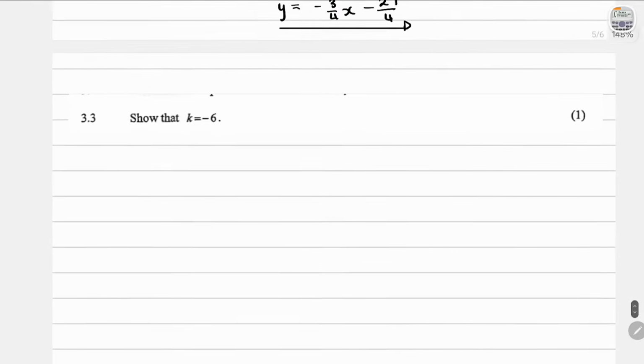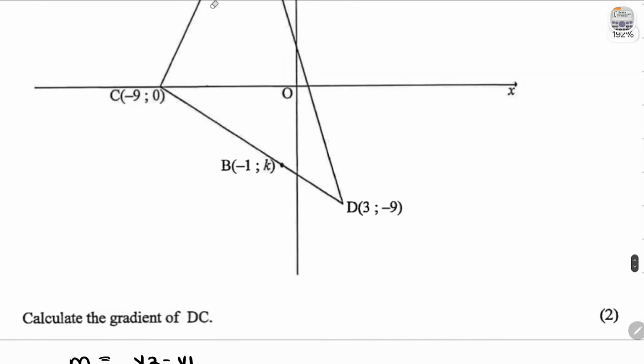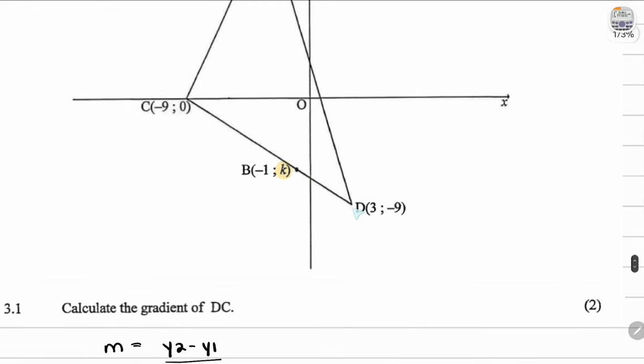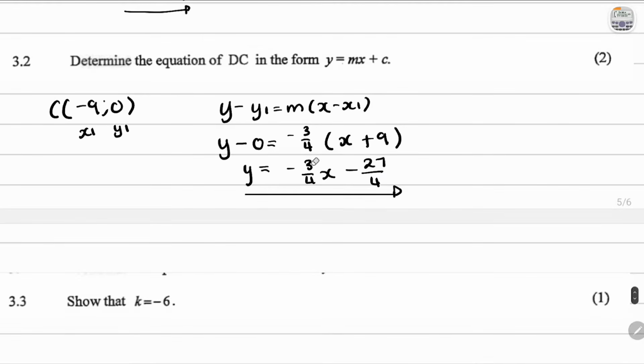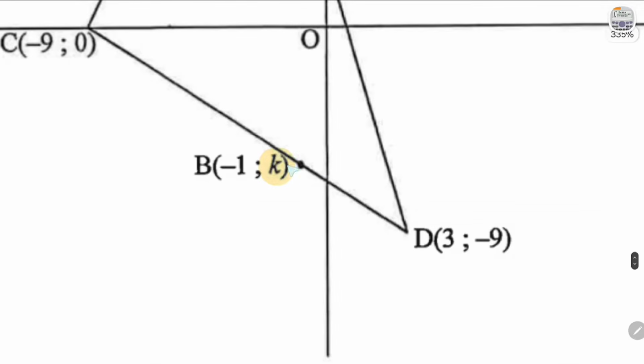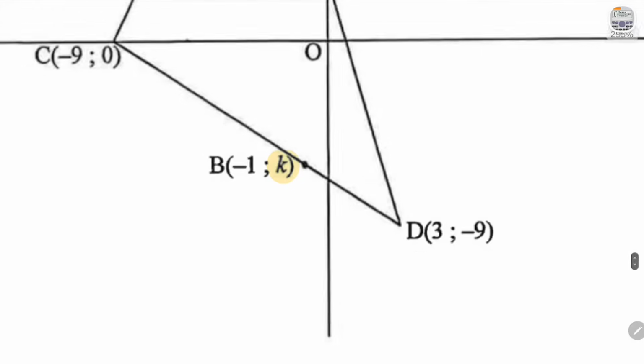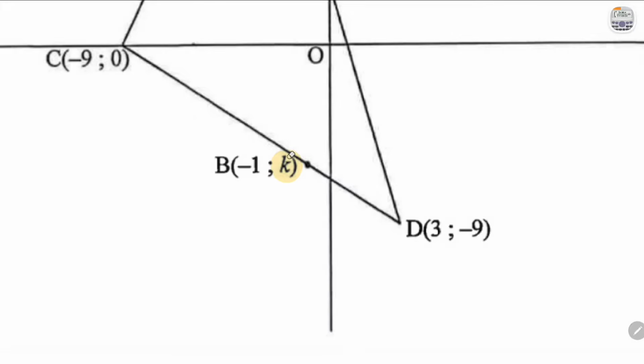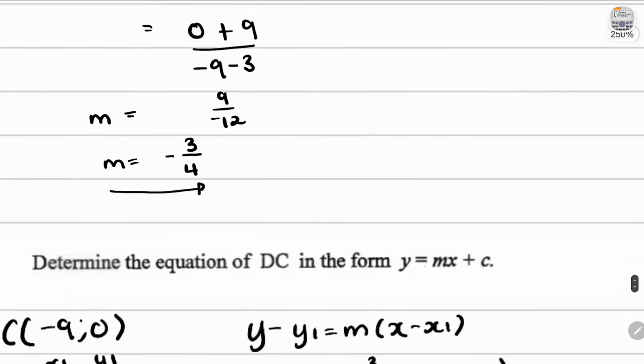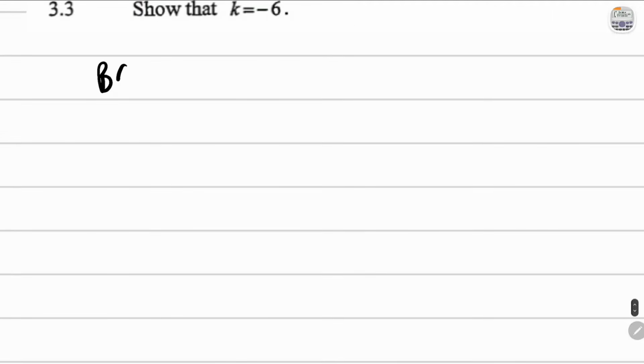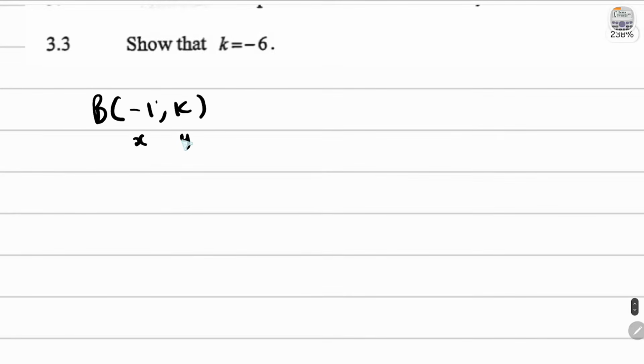The next question, 3.3, says, show that k is equal to -6. So where's k? K is over here. Do you see that it lies on line DC? Because it lies on line DC, you can use this equation to find that corresponding y value, because that's what k is. It's a y value that belongs to this x value of -1. So substitute -1 in place of x and you'll get your y value. Or you can just substitute -1 and k in place of x and y. So we can say the point B is -1 and k. We're going to take that as our x and that as our y value.